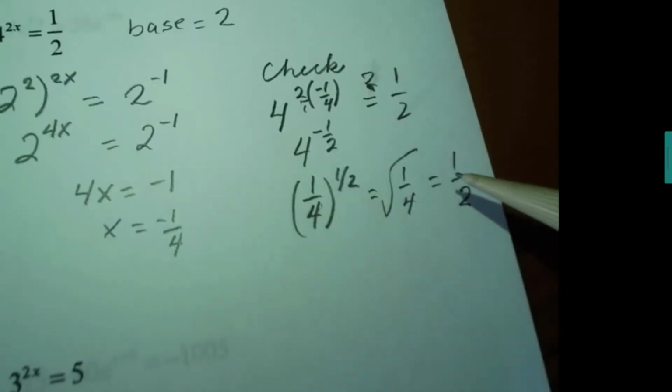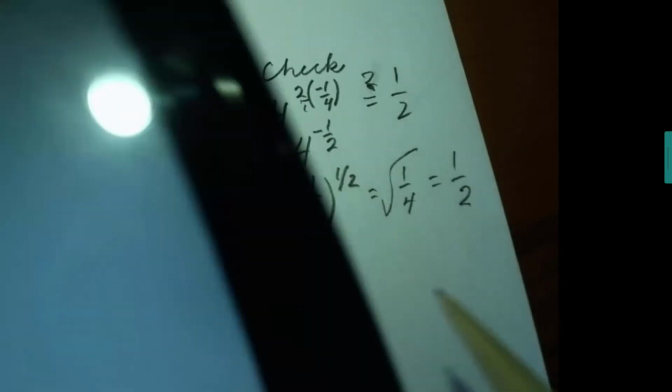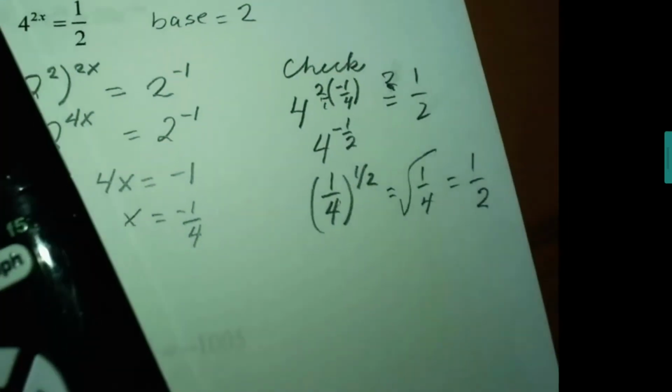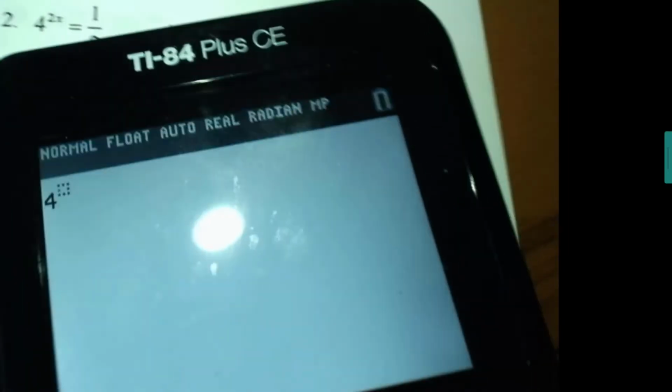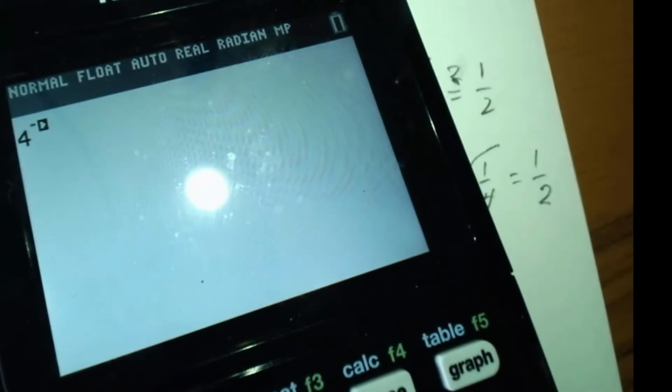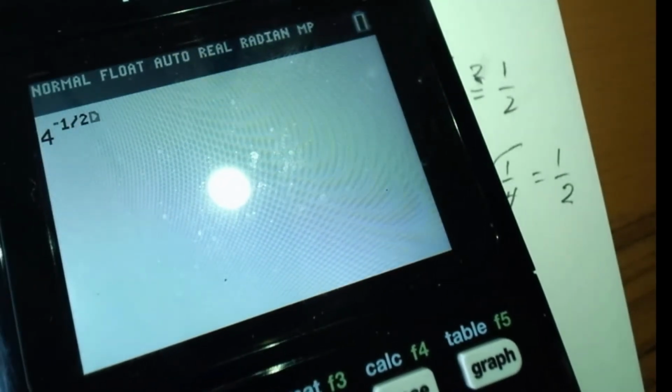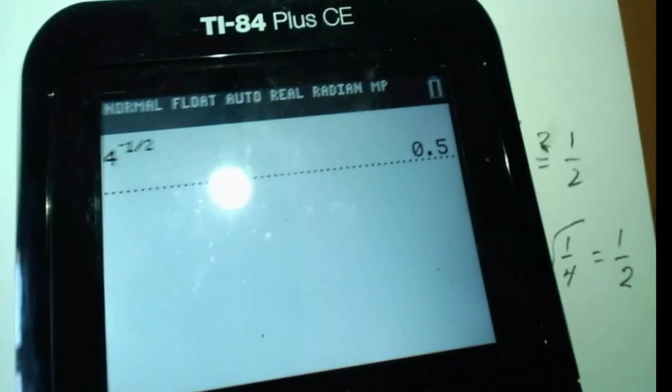Now, if you can't see that as clearly, or if you've forgotten some of your rational exponents, then just use your calculator here, right? I'm going to use 4 to the, and it was negative 1/2, right? So negative 1/2, and then hit enter, and there's my 1/2.